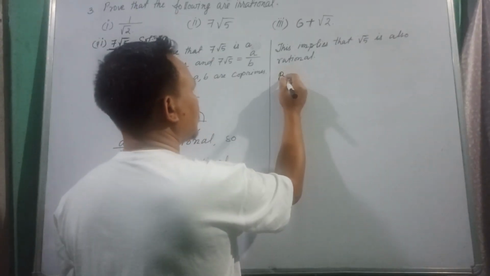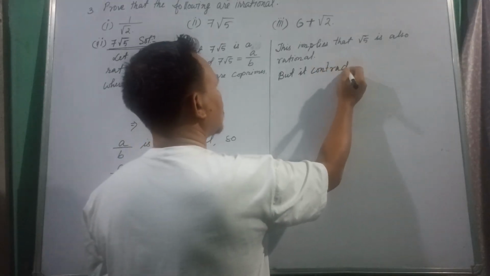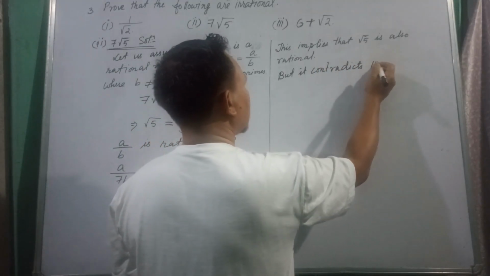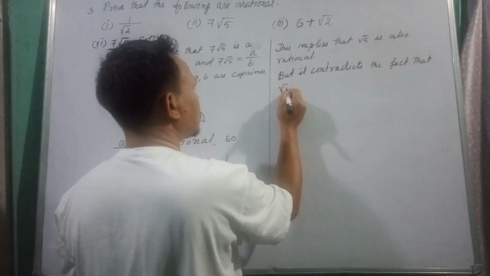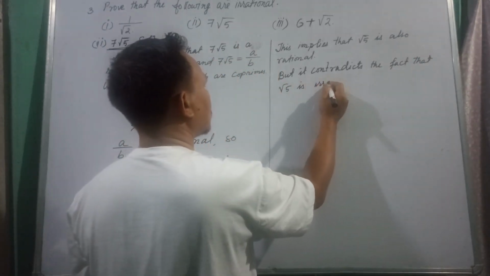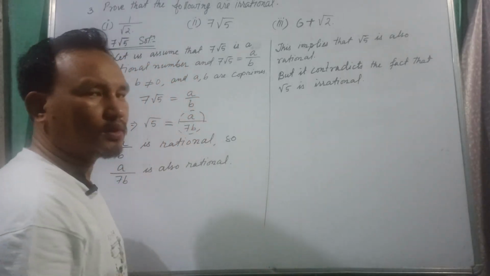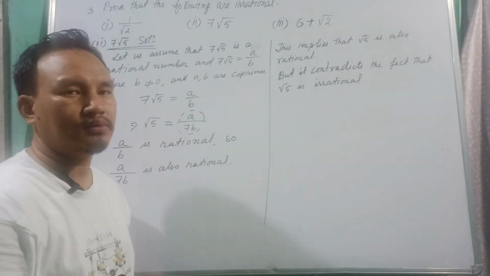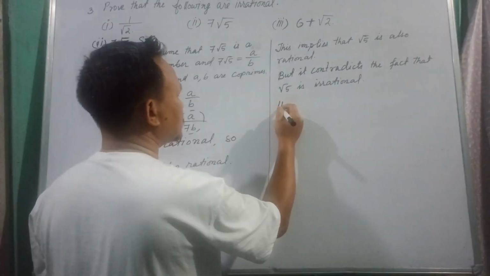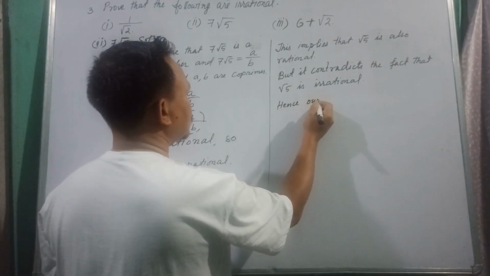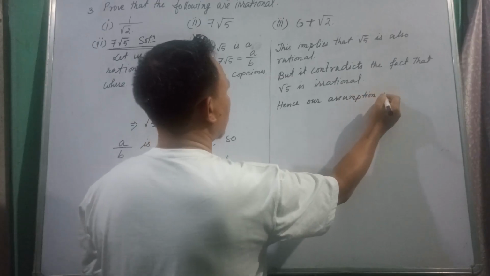So I'll write here, but it contradicts the fact that root 5 is irrational. It is a truth that root 5 is irrational, and we have already proved it. I think it was in question number 1. So hence our assumption is wrong.